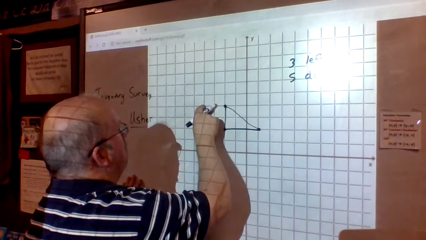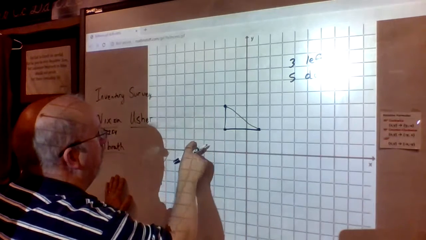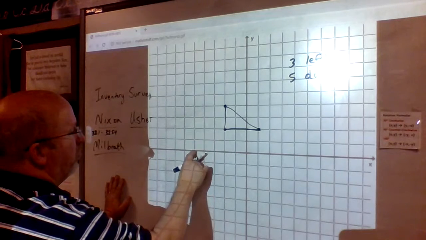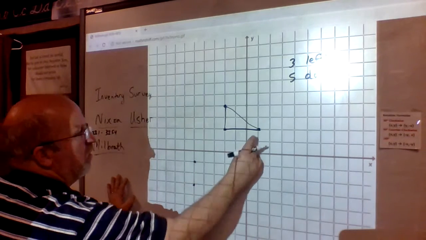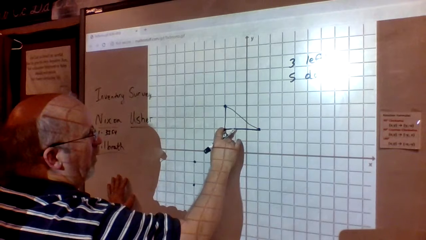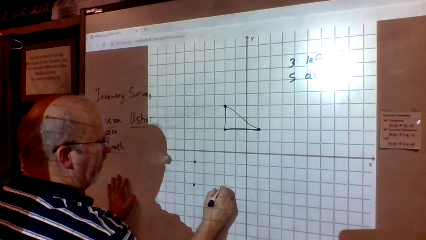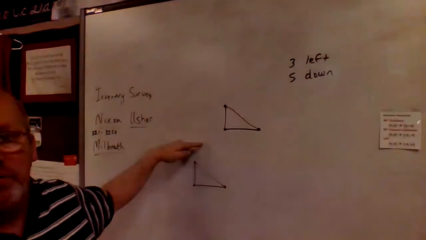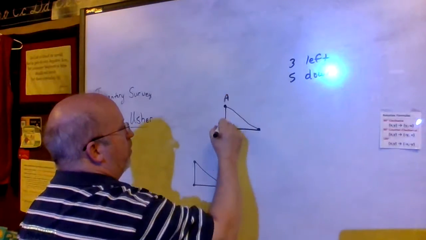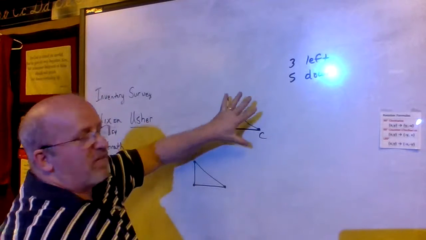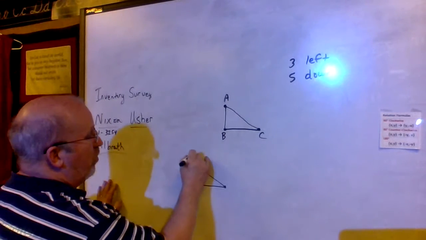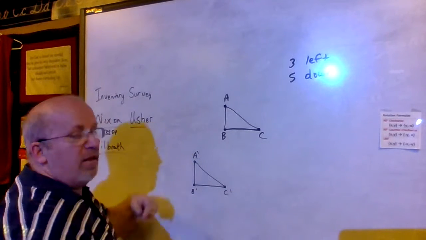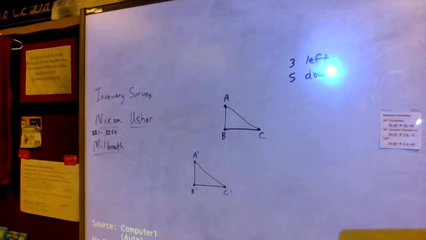So that would be 1, 2, 3, 1, 2, 3, 4, 5. That would be our first dot. Second dot, 1, 2, 3, 1, 2, 3, 4, 5. That would be our third dot. So this is an example of a slide. If we call it ABC for the original figure, the new figure we would tend to call A prime, B prime, and C prime.